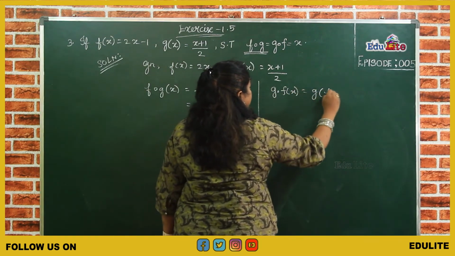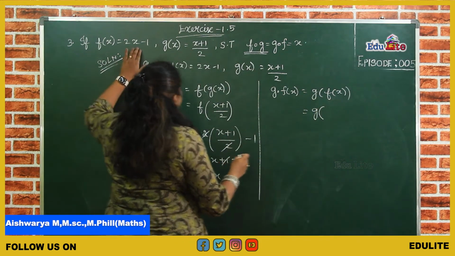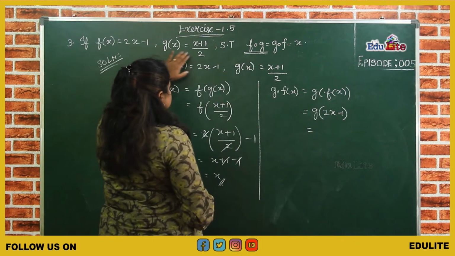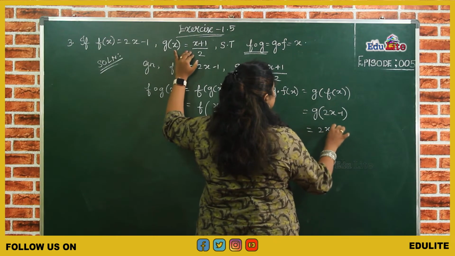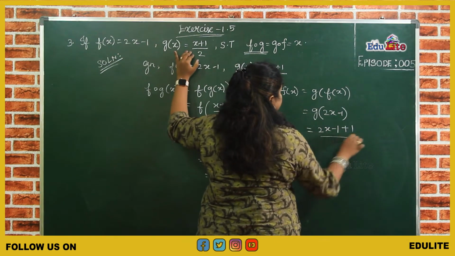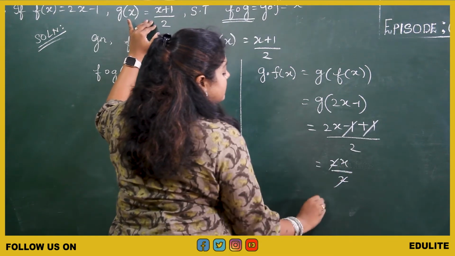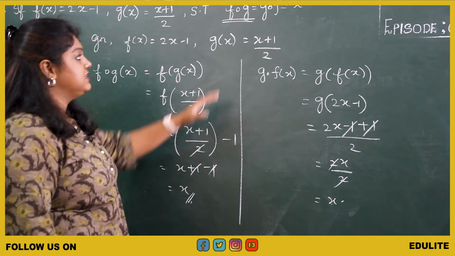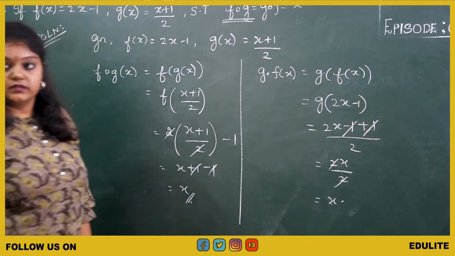g of f of x is 2x minus 1 and the g of x function is (x plus 1) by 2. In place of x we have to substitute 2x minus 1, so (2x minus 1 plus 1) by 2. Plus 1 minus 1 will get cancelled, 2x by 2, 2 and 2 will get cancelled, x. So both the left hand side and right hand side, that is f composite g and g composite f, is x. Hence proved.